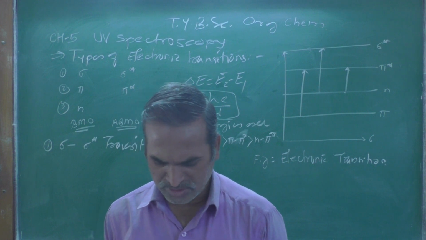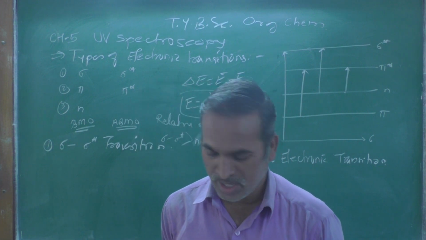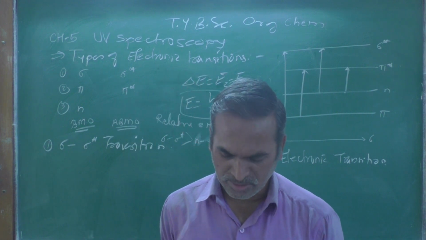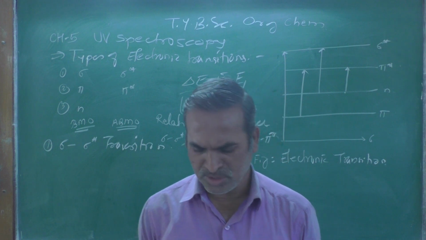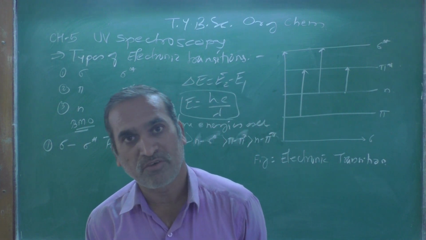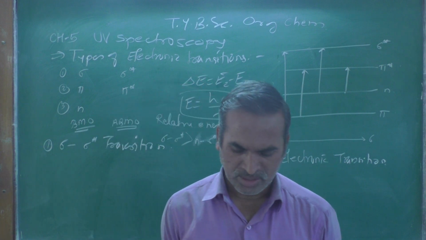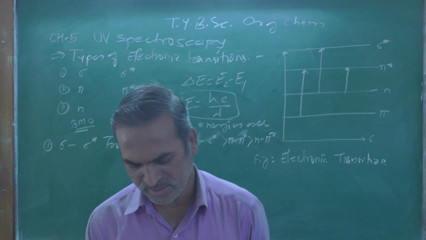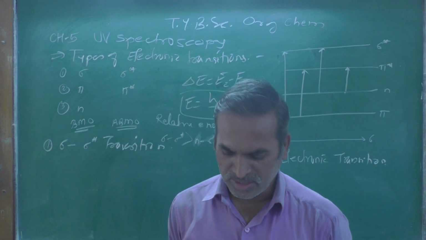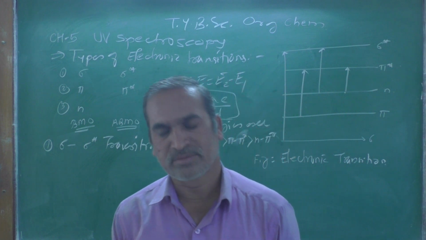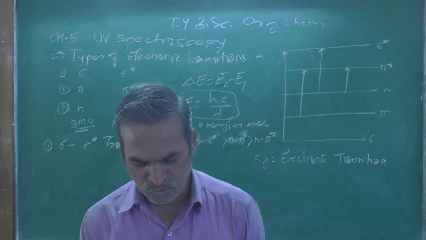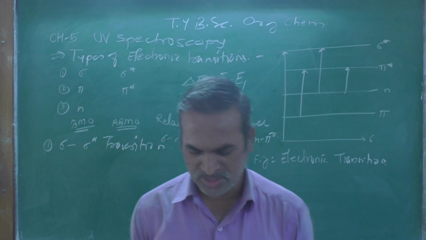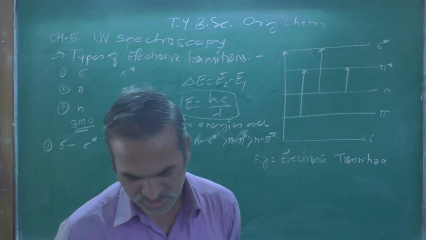Examples belonging to this class are saturated hydrocarbons like methane, ethane and other paraffins. As the absorption is beyond the range of an ordinary spectrophotometer and not recorded in the UV spectrum, n-hexane can be used as a solvent for UV spectroscopy. Figure 5.5 illustrates the sigma to sigma star transition.